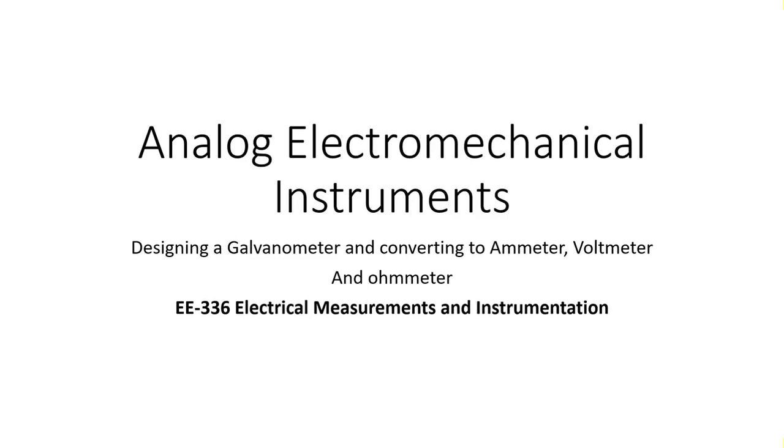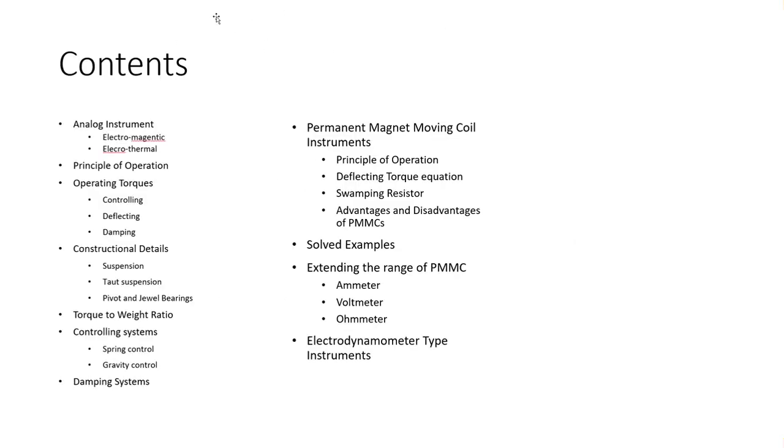Hello everyone, this is the second chapter of our electrical measurement and instrumentation book. In this chapter we will read about the analog instrumentation and the electromechanical instruments. So moving in, these are the contents of today's lecture.